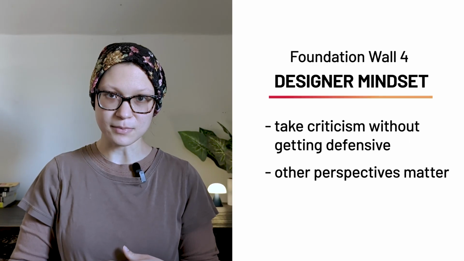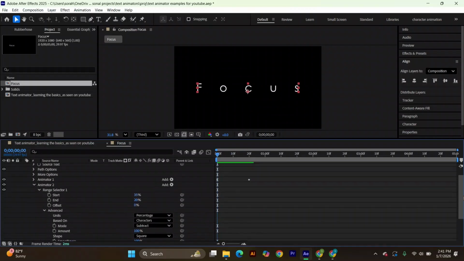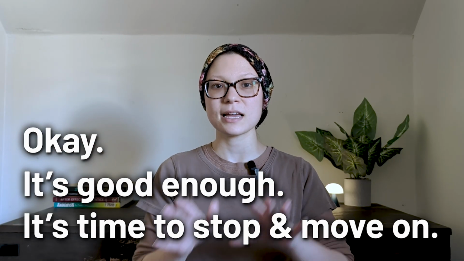The last brick in the designer mindset is try again until it's nearly perfect. And the reason why I say this is that it's rare that an animation is going to be perfect on the first pass. And you're going to want to refine and try again, even if it's a little frustrating that it didn't work out perfectly the first time. Sometimes you're going to come down to a deadline, you're going to be running out of time, and you need to get it 90% of the way there. And at that point, you have to make a decision. Okay, it's good enough. It's time to stop and move on. We all want to have all the time in the world to make our designs perfect. It just doesn't always work. And it's figuring out when you can say, okay, I did my best, time to move on.